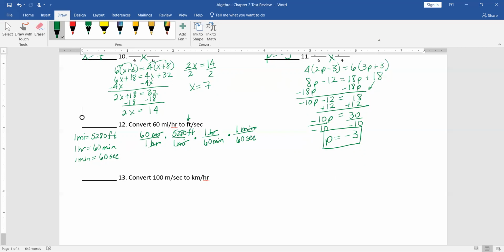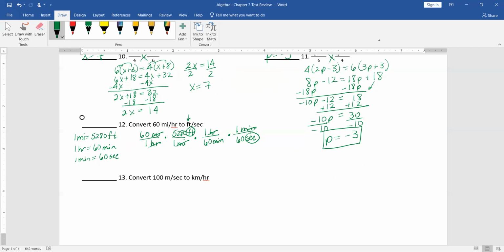So you see how now I have feet in my numerator and I have seconds in my denominator. Once I multiply all my numerators and all my denominators, I'm going to end up with a rate in feet per second that is the exact same rate of speed as 60 miles per hour.